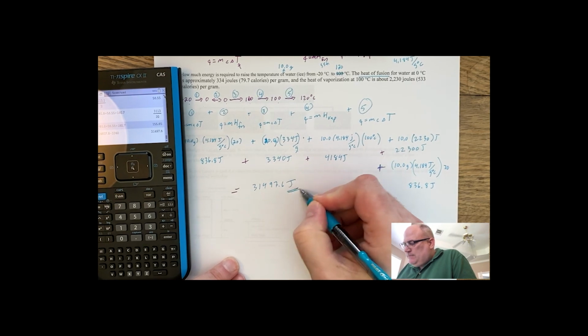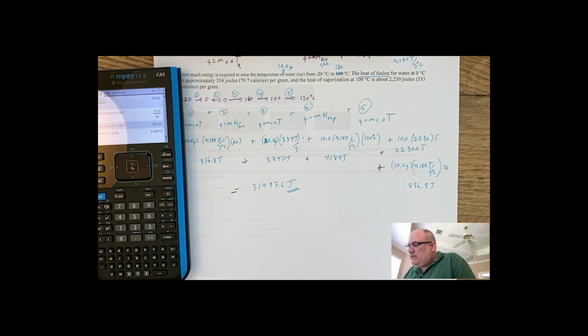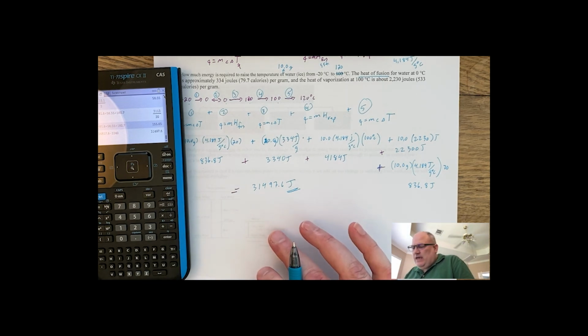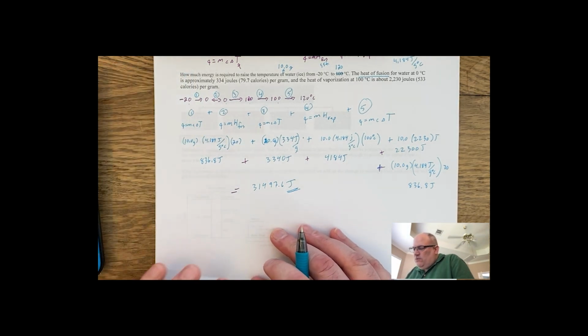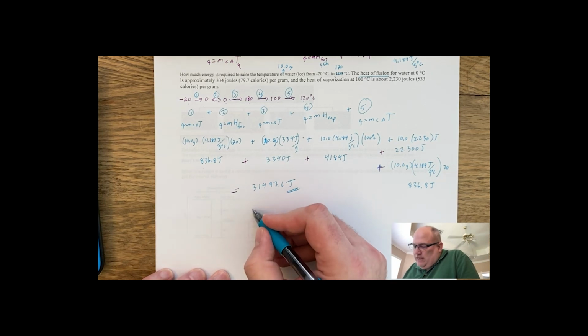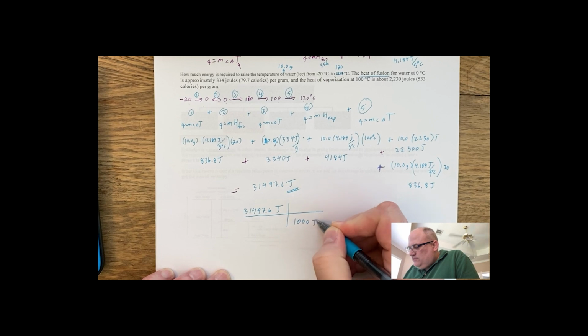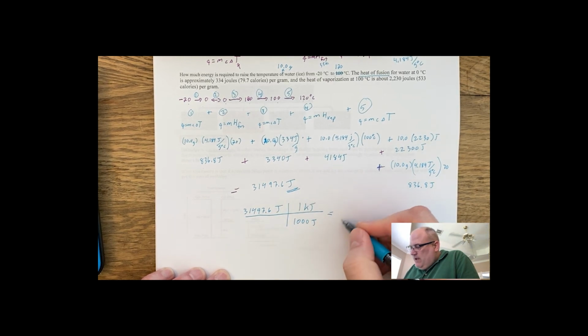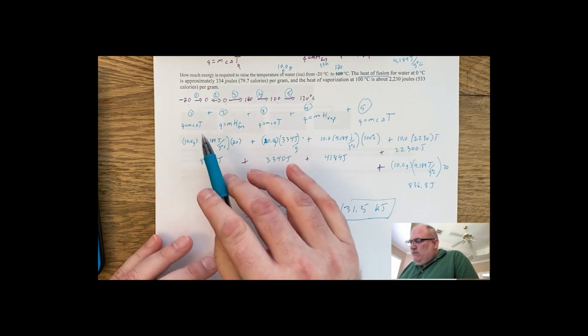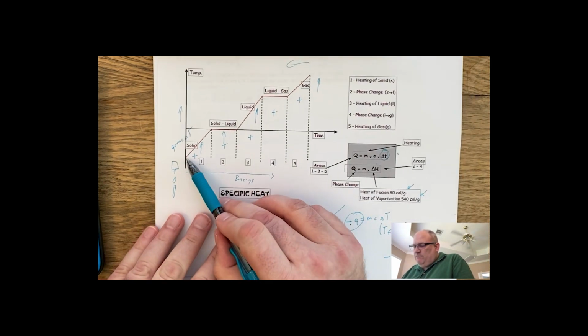31,497.6 joules. Now here's the thing, joules are really tiny numbers, so they hardly ever want us to use joules as our final answer. So what we typically do is convert that to kilojoules. So if I were to convert this to kilojoules, we just take our number right here, right? And as we all know, there are 1,000 joules for every 1 kilojoule. And if we do the math on this, that's going to end up with 31.5 kilojoules.